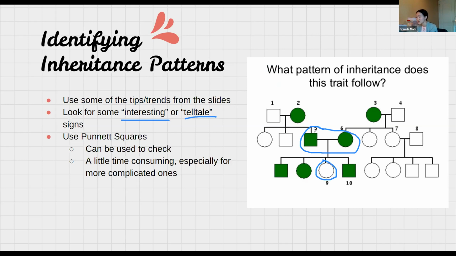Seeing this, we can tell that the only possibility is that these parents are both heterozygous, which means that the inheritance pattern is something dominant. With this one, you will notice that technically there are more unaffected people than affected people, even though I said it was dominant.